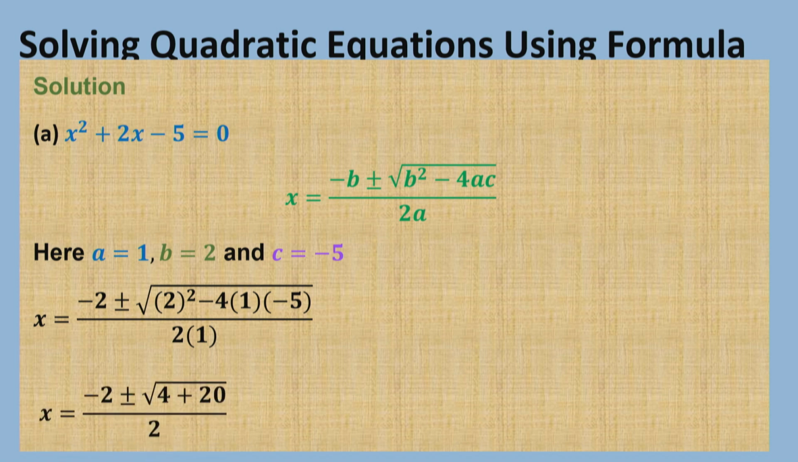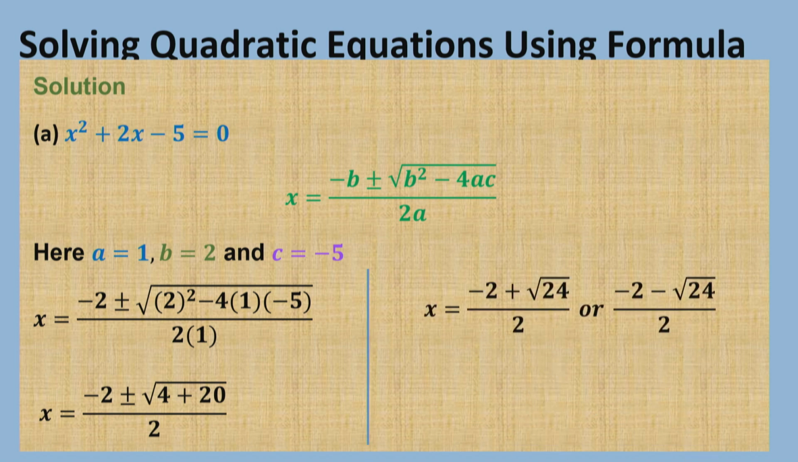So that will be minus 2 plus or minus square root 4 plus 20 divided by 2. That is x equal to minus 2 plus square root of 24 divided by 2, or minus 2 minus square root of 24 divided by 2. That will give you x equal to 1.45 or negative 3.45.